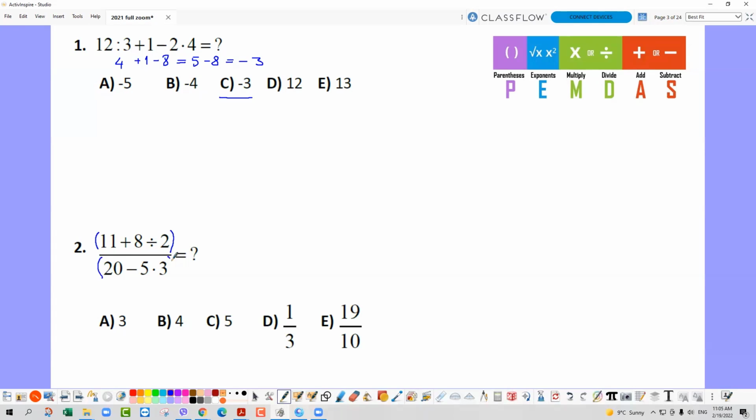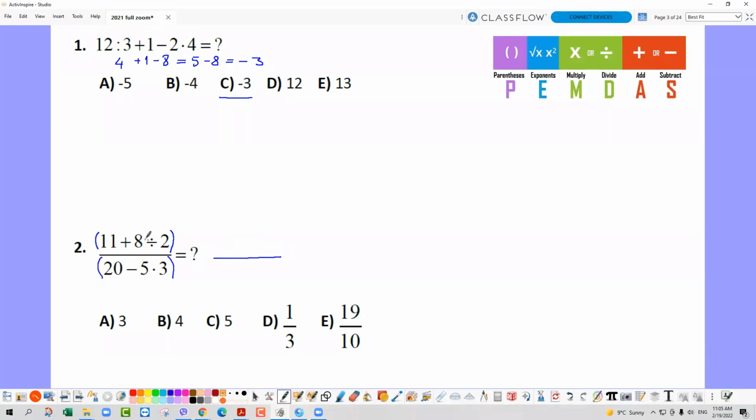Invisible parentheses here and here, because this whole operation is accepted as 1, and this whole operation is accepted as 1, like in parentheses. So if there is a parenthesis here, even if it is invisible, we should solve inside the parenthesis first, which means I have to finish the numerator operation first, then I have to finish the denominator operation. What I get, I should divide, get the ratio with respect to these two operations.